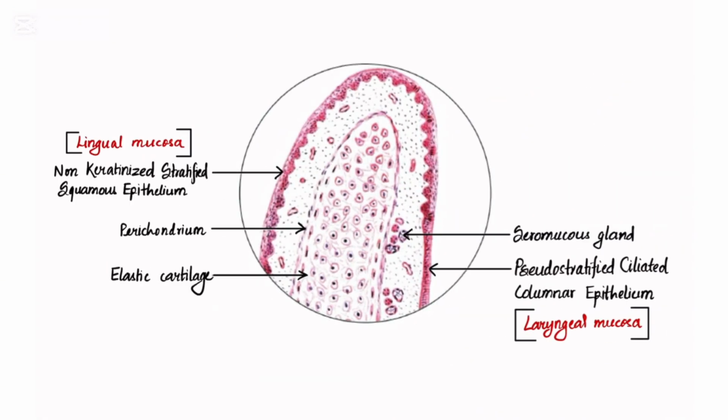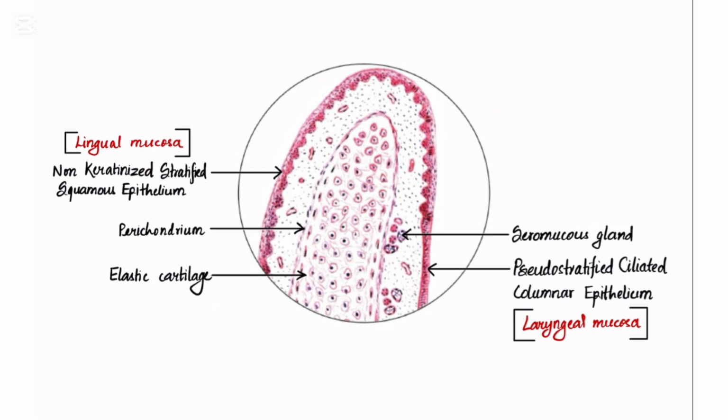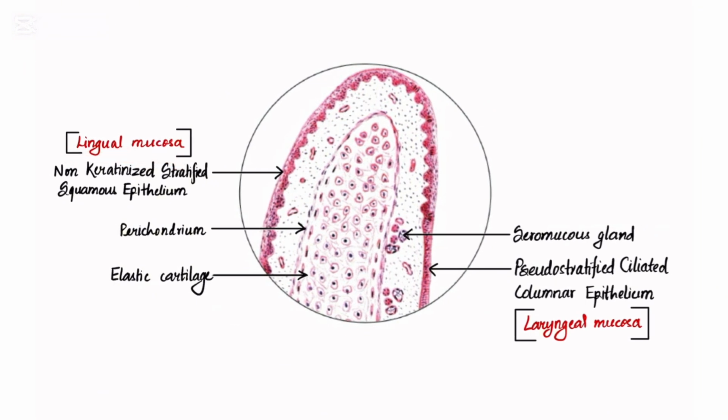I said that the core of epiglottis is made up of elastic cartilage. And the elastic cartilage core is covered by a layer of mucosa. Mucosa contains the epithelial mucosa and lamina propria. The epithelial mucosa lining the anterior surface of epiglottis and the upper part of the posterior surface of epiglottis is the lingual mucosa, the same that is found in tongue, that is non-keratinized stratified squamous epithelium.